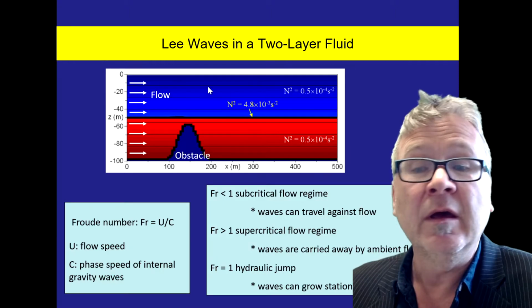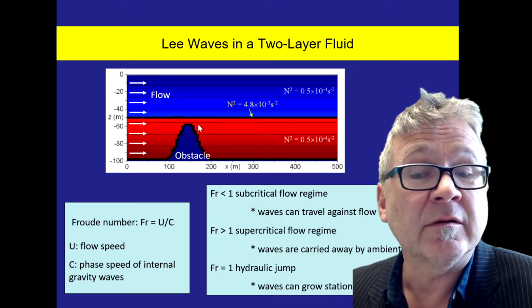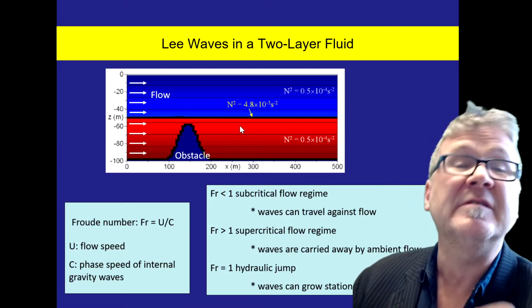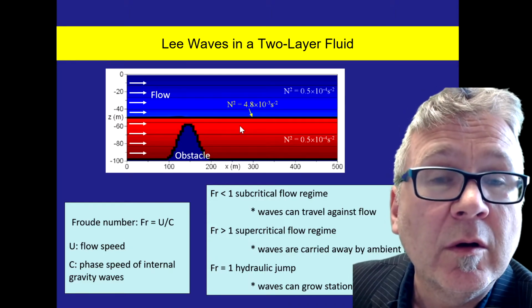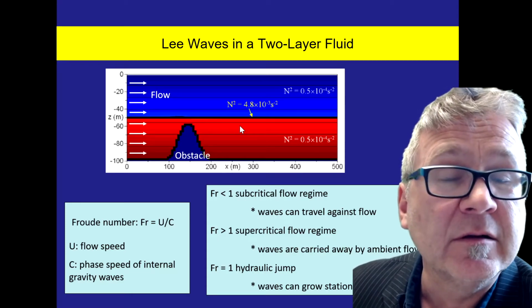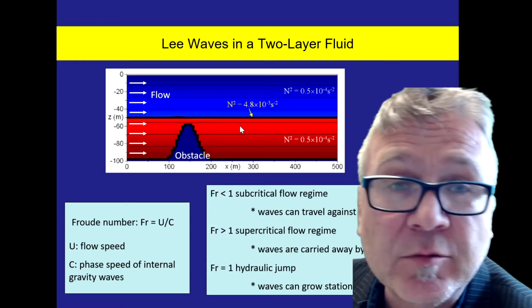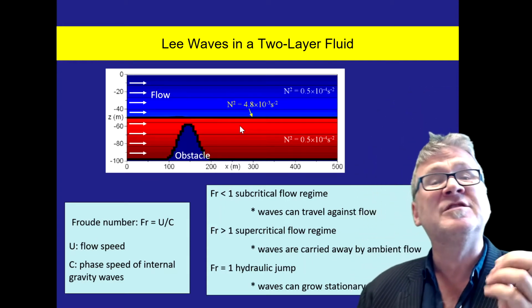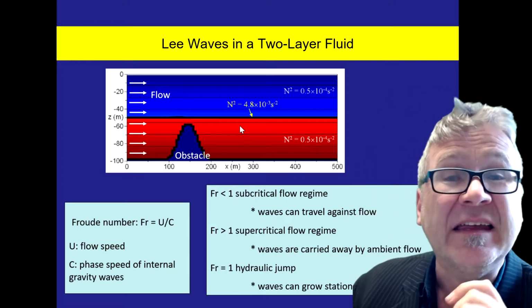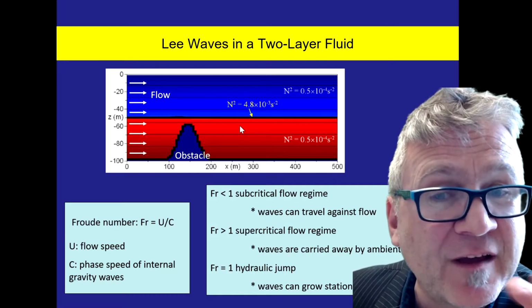Up here, we have the flow coming from the left, and the obstacle. So now what happens is that the flow creates disturbances in interaction with this obstacle. And the result are internal gravity waves. They have a certain speed, and this is called the phase speed.